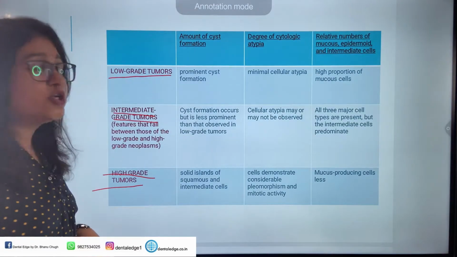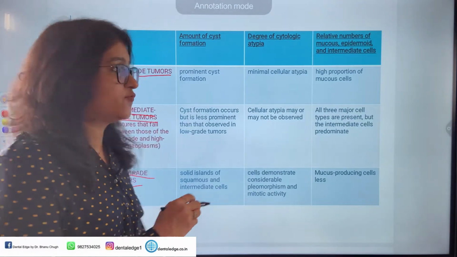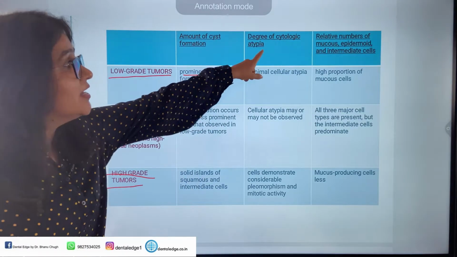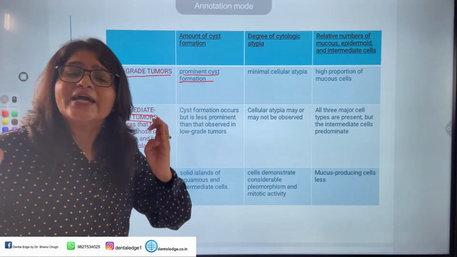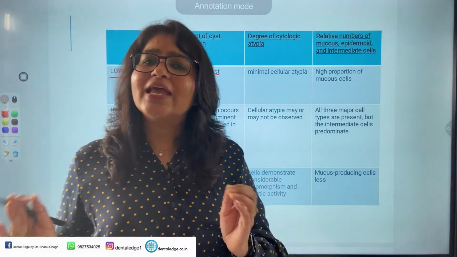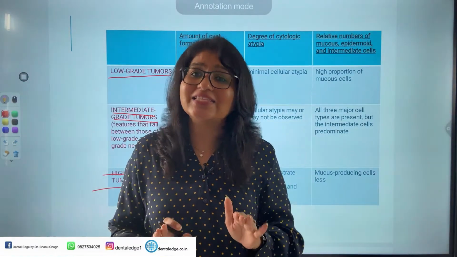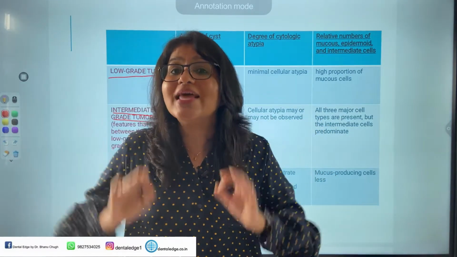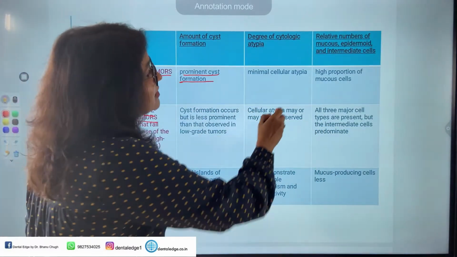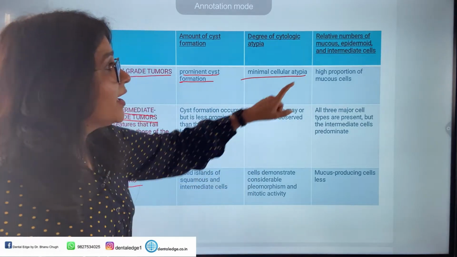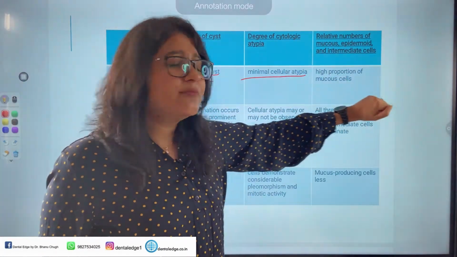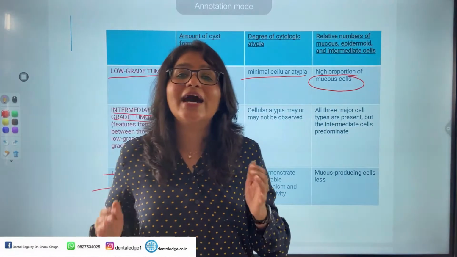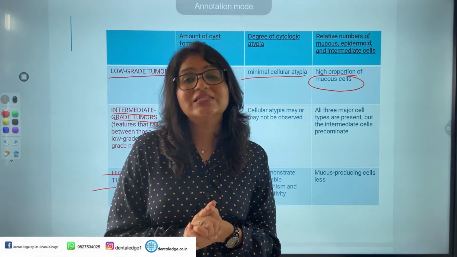So low grade tumor will show prominent cyst formation, right? Cytologic atypia, obviously I told you low grade tumors have the best prognosis, they are less aggressive. So cytologic atypia, abnormality, right, will be less. So it will have minimal cellular atypia. And which cells will we see the most? We'll see all types of cell, but there is a high proportion of which cell? So there is a high proportion of the mucus cells.